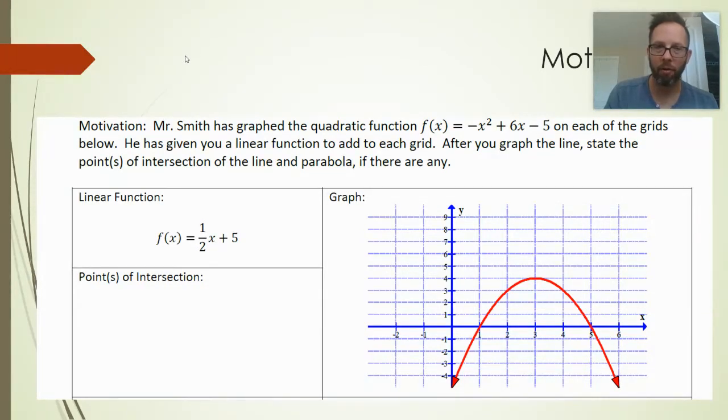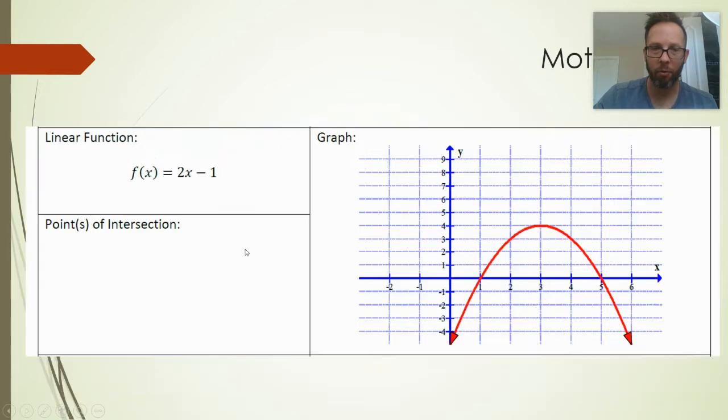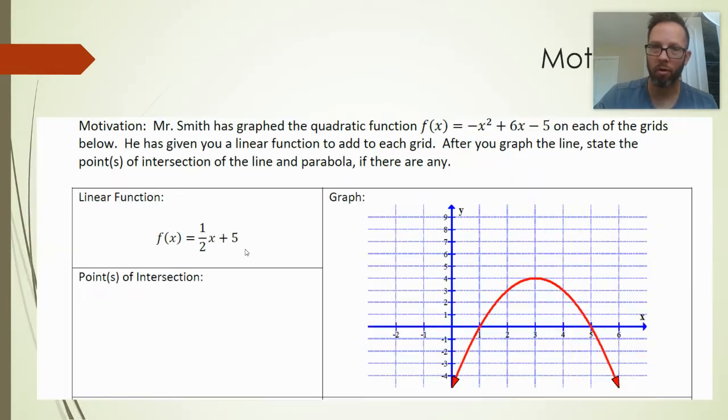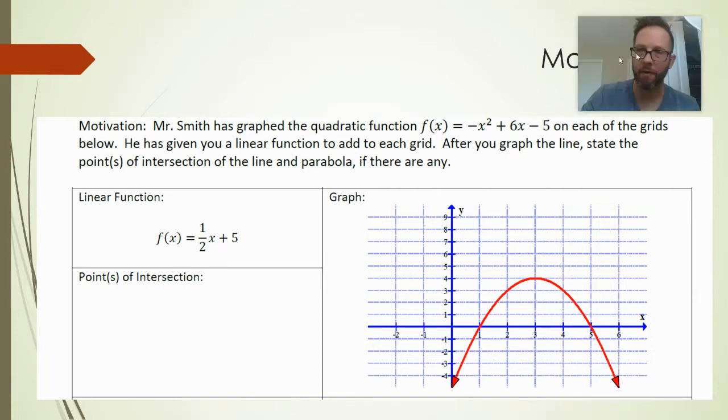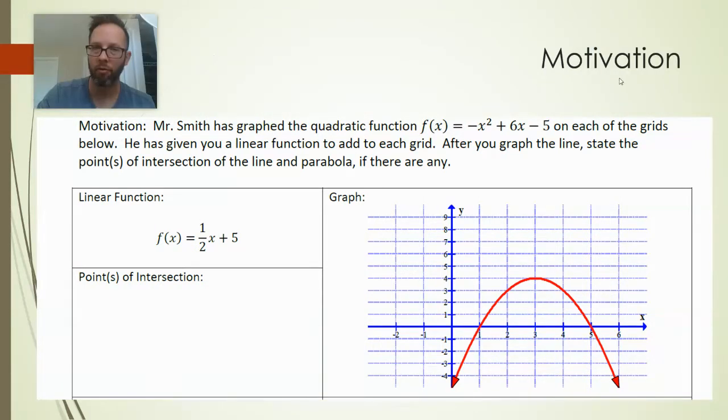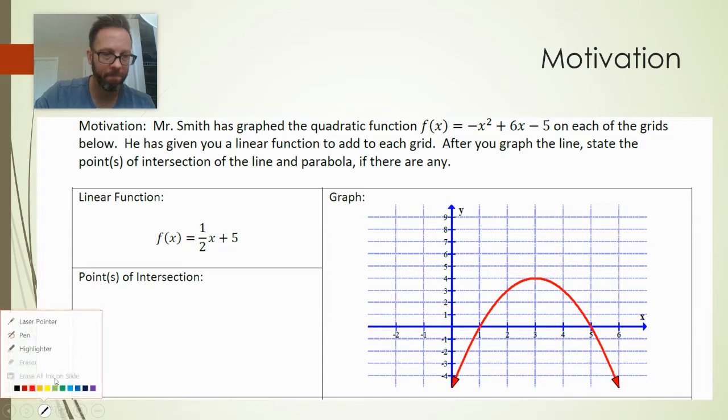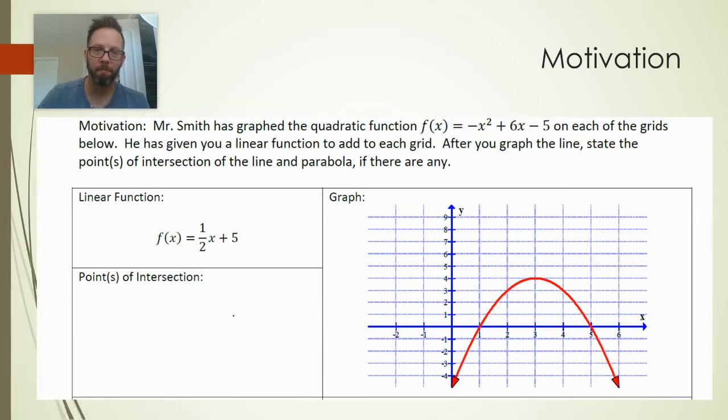Now, what I've done for you already is graph a quadratic function. You can see the parabola on the image there, negative x squared plus 6x minus 5. And I've given you a line, and I want you to graph the line and then see if there are any points of intersection. I've given you 3 different lines for the same parabola. So if you want to pause the video and give those a try, then you can pop back in when you're done. I'm going to do them right now. Hopefully you pause and try it yourself. That's always best.